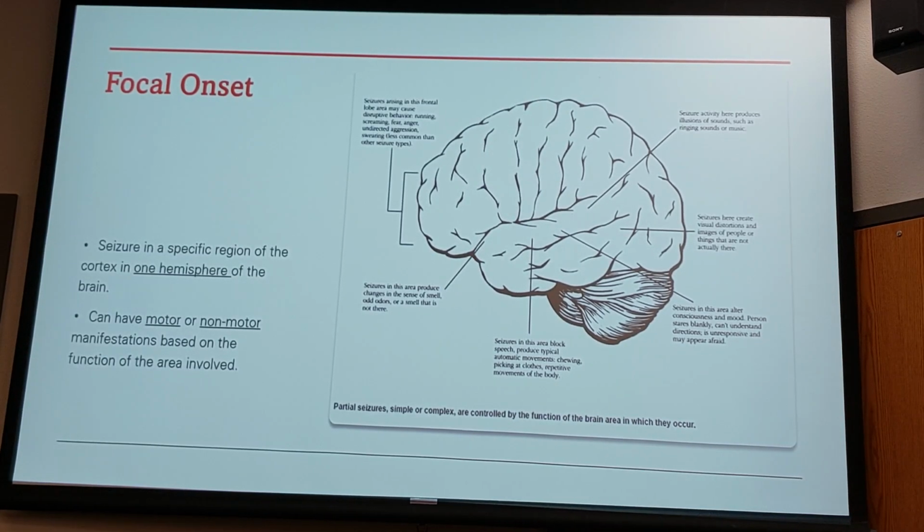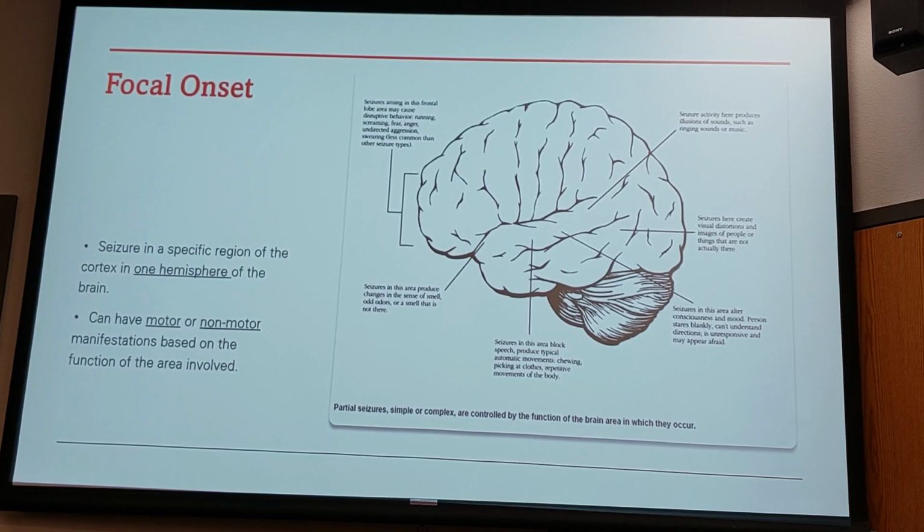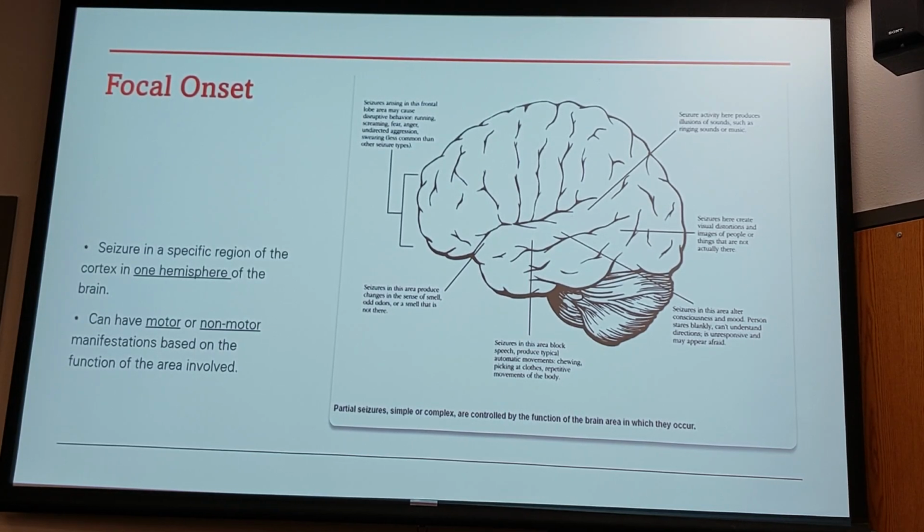Because remember, this is excitation of those neurons, right? So visual disturbances, excitation, seeing things that aren't there. And then we've got the frontal lobe area: disruptive behavior, running, screaming, fear, anger, impulsivity, right? Okay, so you get the idea.